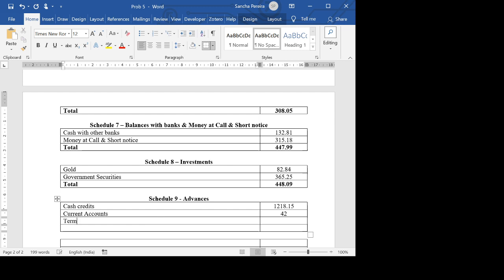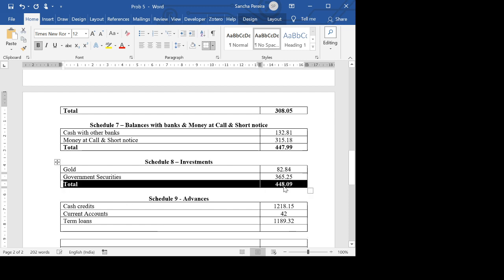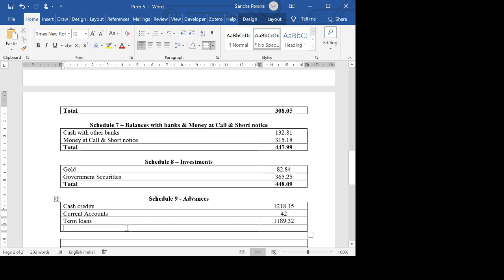And then we have term loans. Term loans, the amount is 1189.32. So the total again here is 2449.47. I hope those who are solving with me, please use your calculator and check.